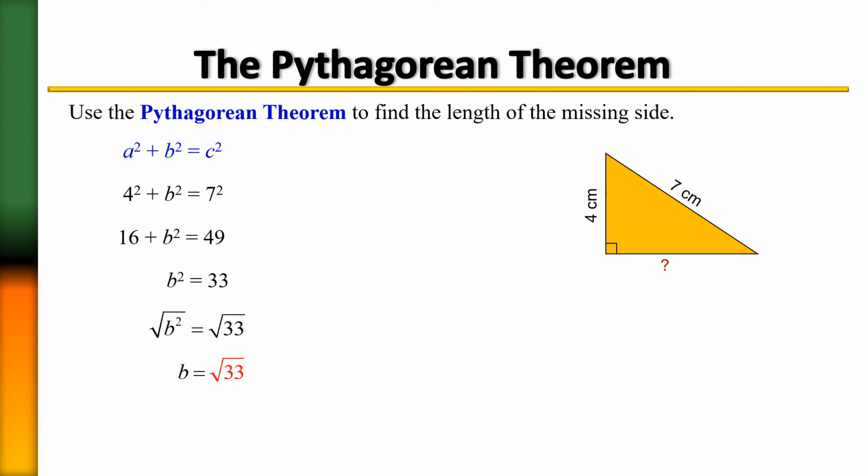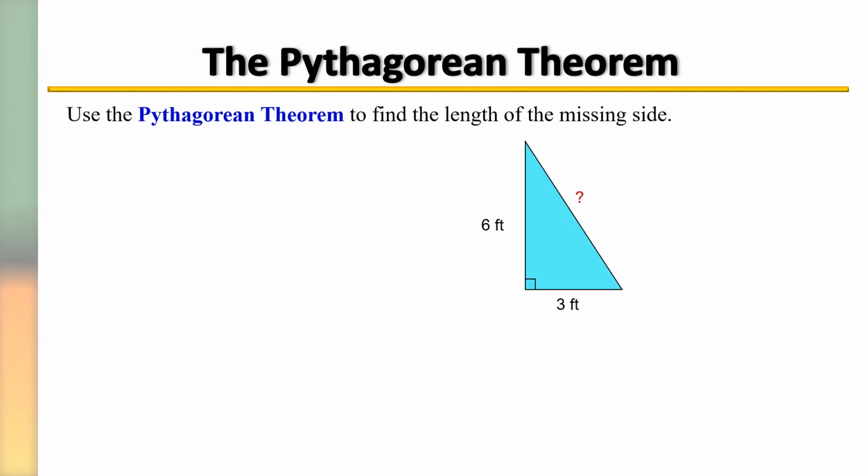Remember, you can also write your answer as a decimal by simply entering the square root of 33 into your calculator. And what you should get is an approximate decimal of 5.7. And since we're talking about centimeters in this particular example, that missing side is 5.7 centimeters. So make sure you know how to write it in both forms, either the simplified radical form or the decimal form. Either form is acceptable.